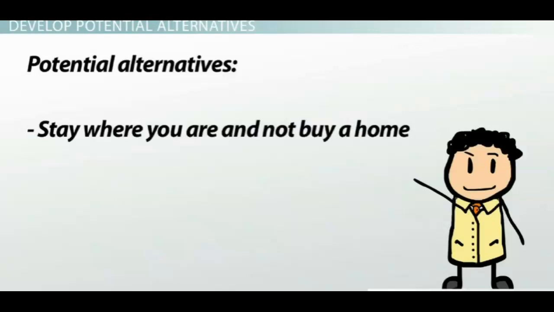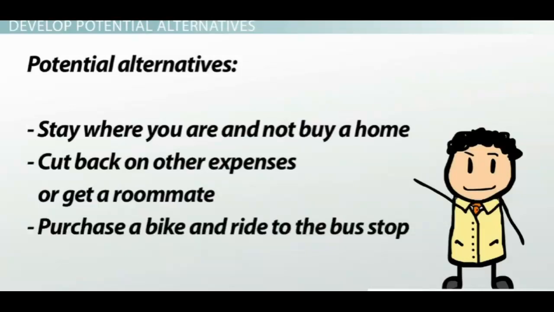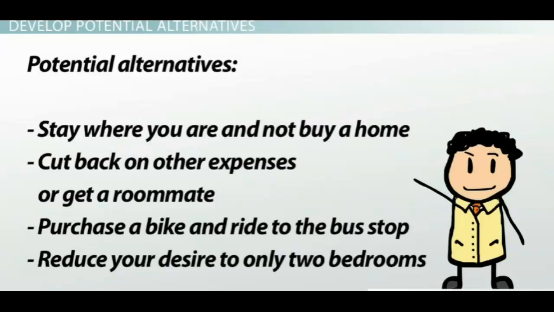We could stay where you are and not buy a home, though that's really not solving the problem or dealing with alternatives. If the house you really like is more money than you can afford, you can cut back on other expenses or get a roommate to help pay the monthly mortgage. You could purchase a bike and ride to the bus stop if it's not close enough and take your bike to work with you, if you find a home you like and can afford that is not near a bus stop. You can reduce your desire to only 2 bedrooms with the thought that a smaller home will be less money.